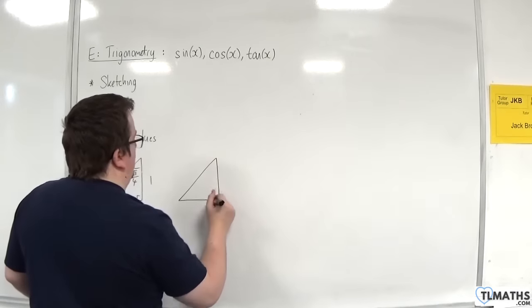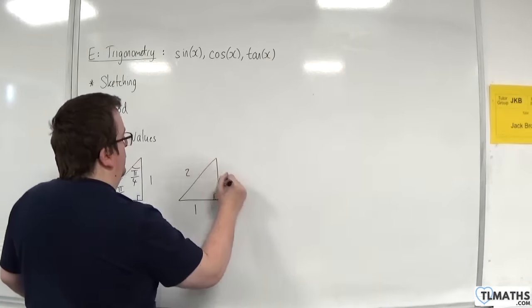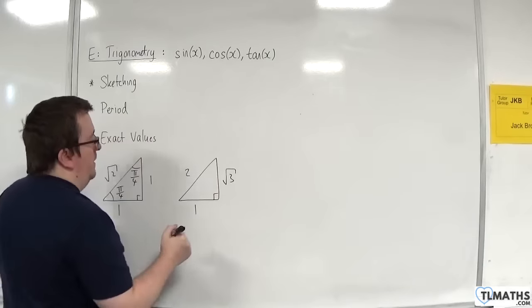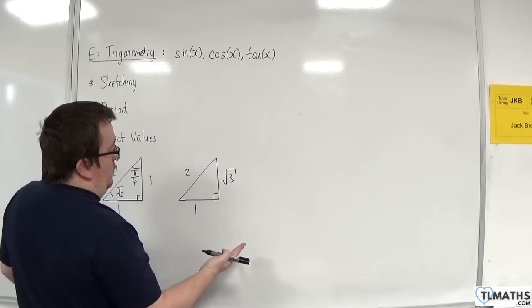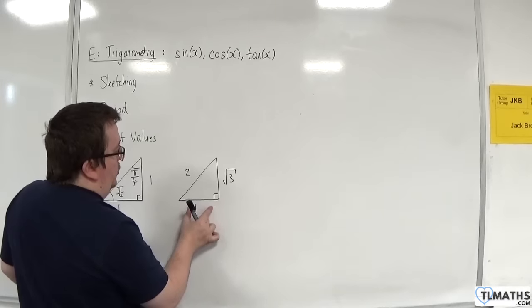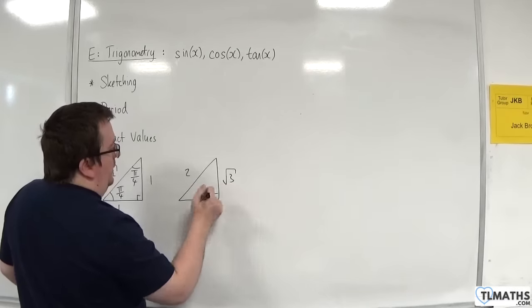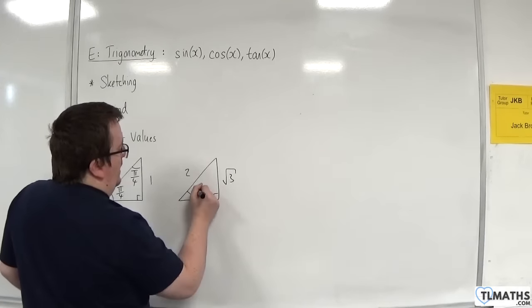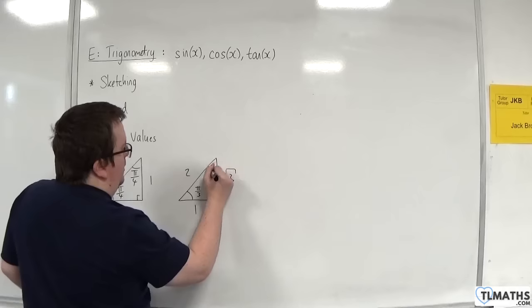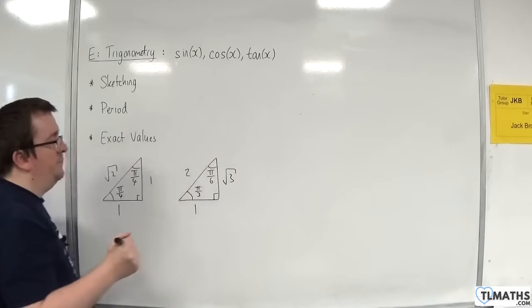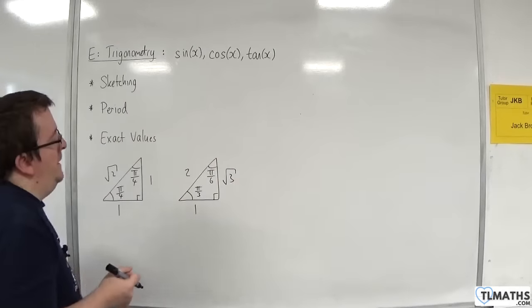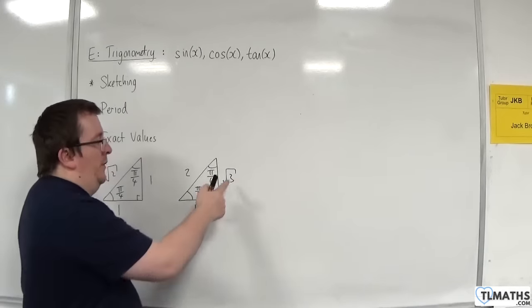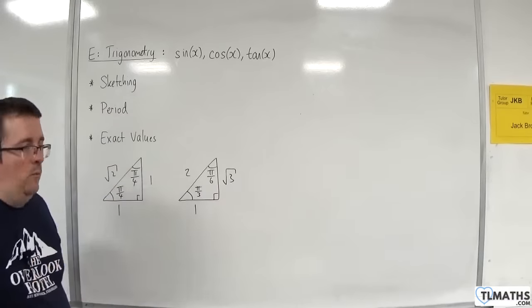So the other right angle triangle is 1, 2, root 3. Now, I haven't drawn this accurately, obviously, but that side is shorter than that one, and so this angle is larger than that one. So this angle is pi over 3, and that's your pi over 6. Another way of remembering it is that the 3 is always opposite. That's one way of doing it.